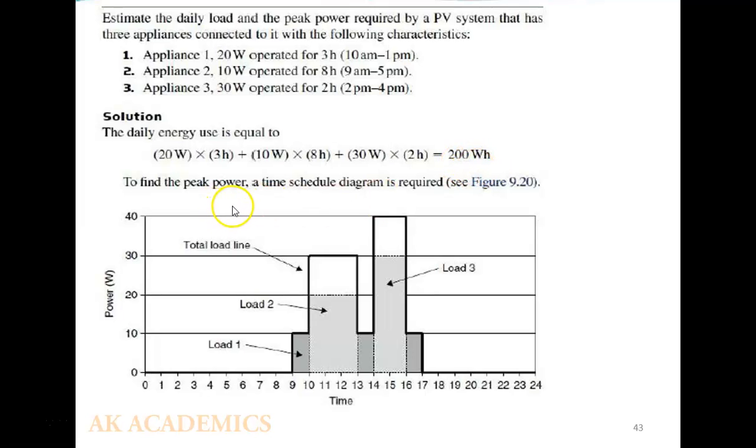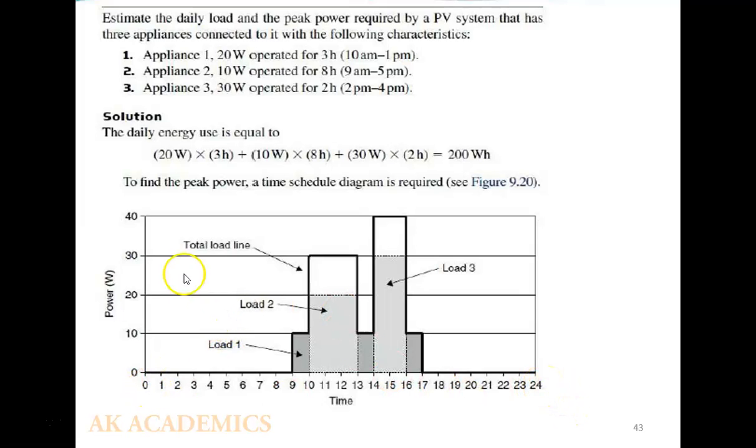To find the peak power, a time schedule diagram is required, and that is why when you look at this diagram, it will give you an idea of what a time schedule should look like. Let us check this diagram together. You notice that on the vertical axis we have the power rating. We have a graph of power against time. On the vertical axis we have the power measured in watts, and then we have the time measured in hours. So you can see from 0 to 24 hours on the horizontal axis.